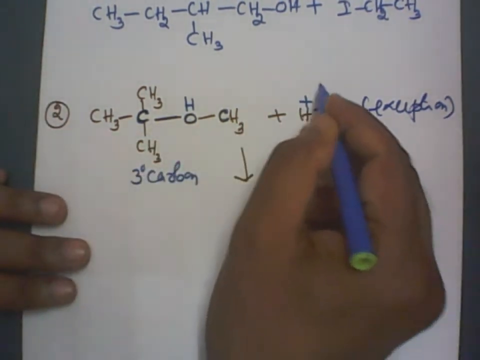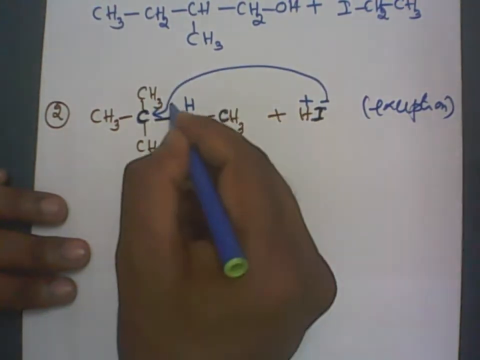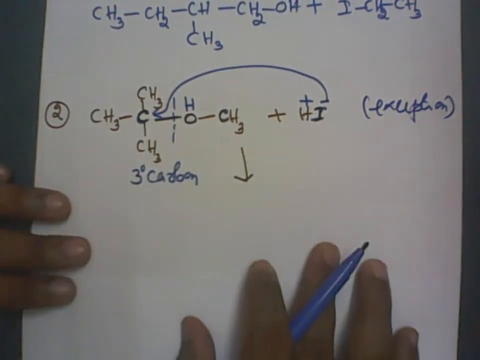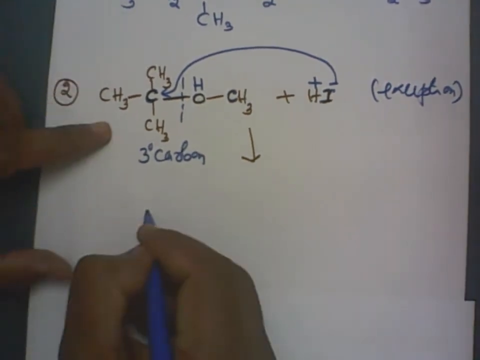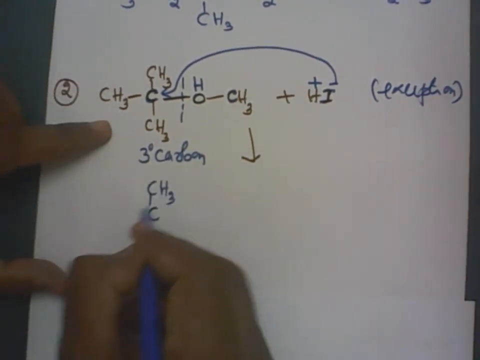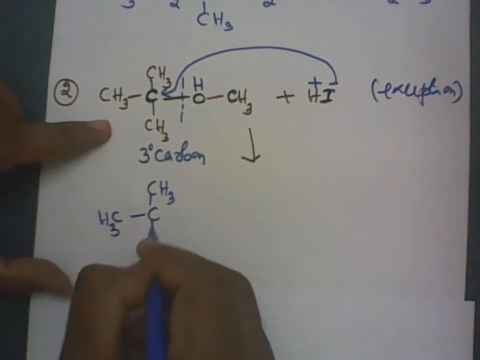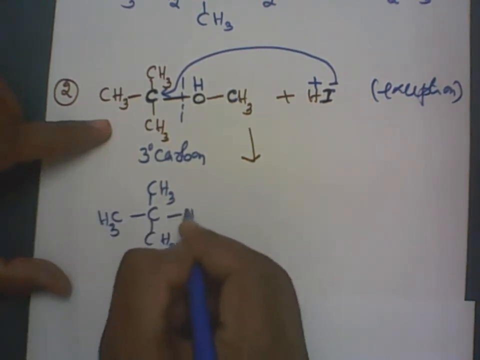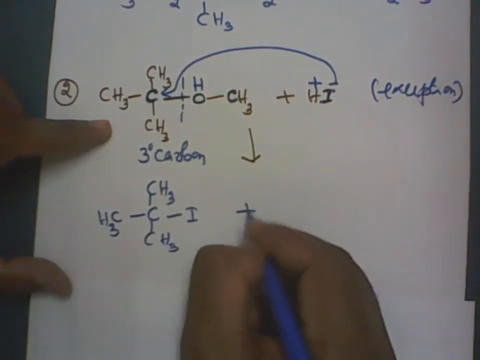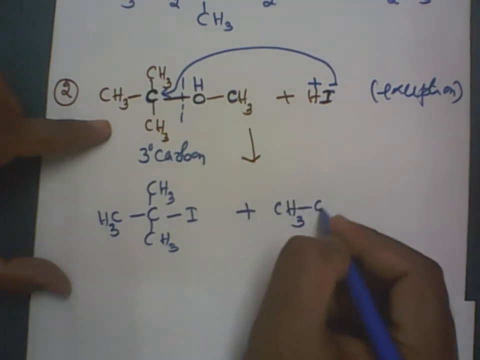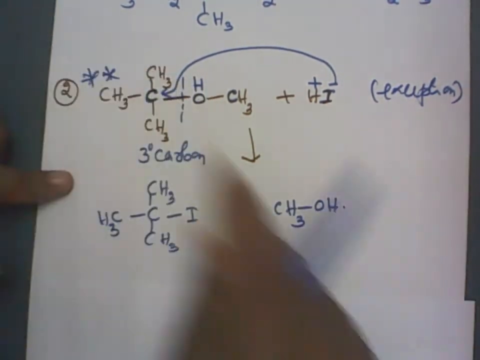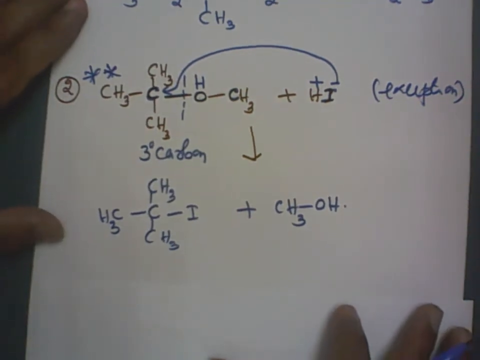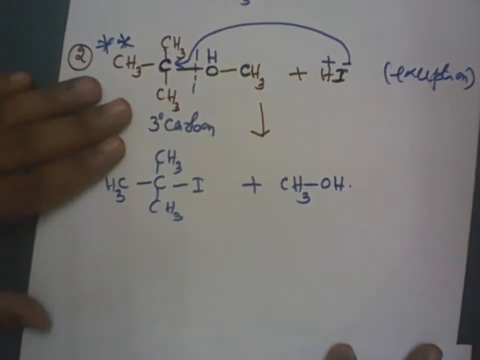Now what will happen actually? I minus goes to the tertiary carbon atom and the bond breaks here. I'll explain why it is so. First, let me write down the product. So we have the tertiary butyl carbon, to that we add iodine, and we get methyl alcohol, not methyl iodide. Remember this one, exceptional cases. Now, I'll give the reason why it is so.